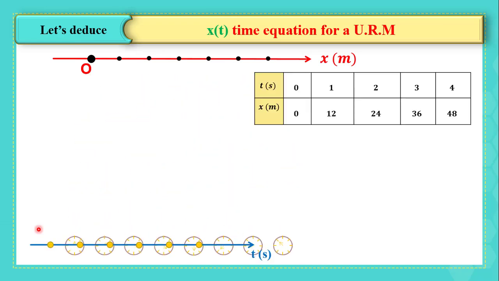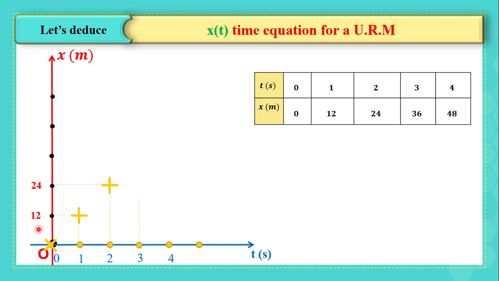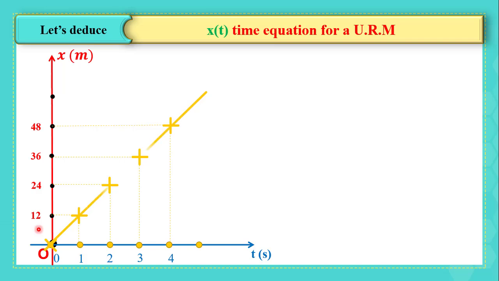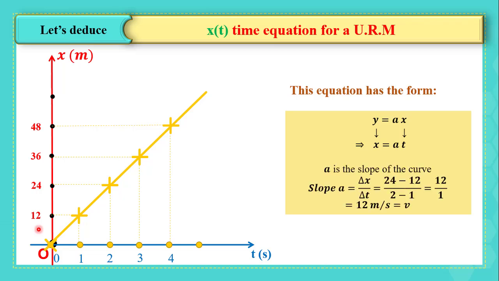After filling the table, in order to deduce the xt time equation for a uniform rectilinear motion, we need to plot the points in this way. After that, we join the points and we obtain an increasing straight line passing through the origin. Then the equation had the form y equal ax, where y is the abscissa x and x is the time t. a is the slope of the curve, which is equal to delta x divided by delta t. You can choose any 2 points. In our case, we will choose the points at the instants t1 and t2.